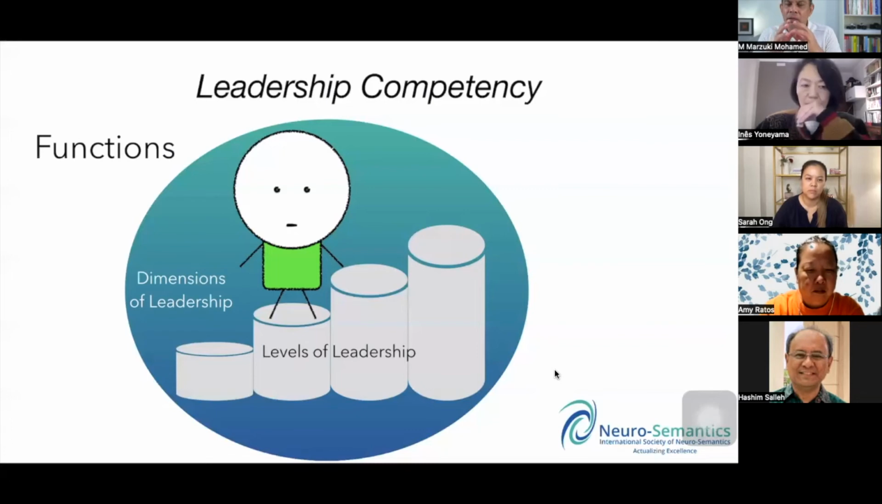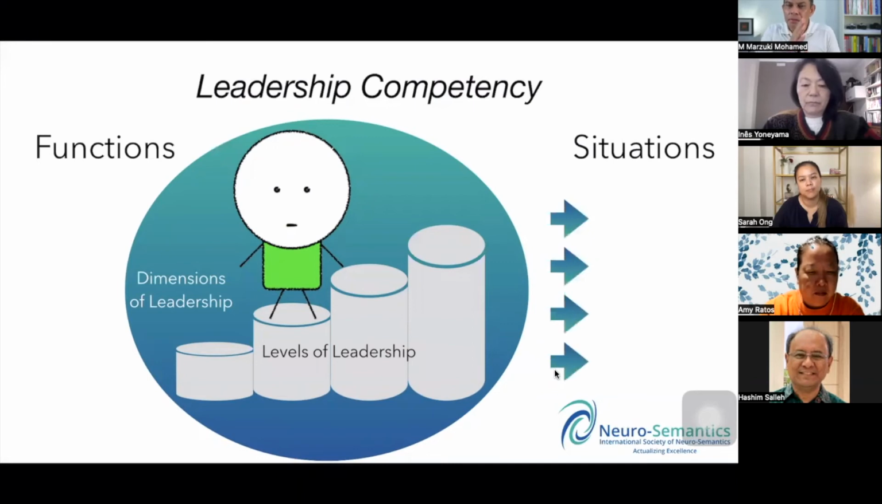So when we look at leadership, remember we talk about function and the situation. The functions that you do will now interact with the situations. So when you look at the situations, you also want to know how you are using your level of leadership and your dimension of leadership to be effective in your function. And when you meet the various situations in your work, in your life, that will define the kind of leadership that you bring to that particular context.